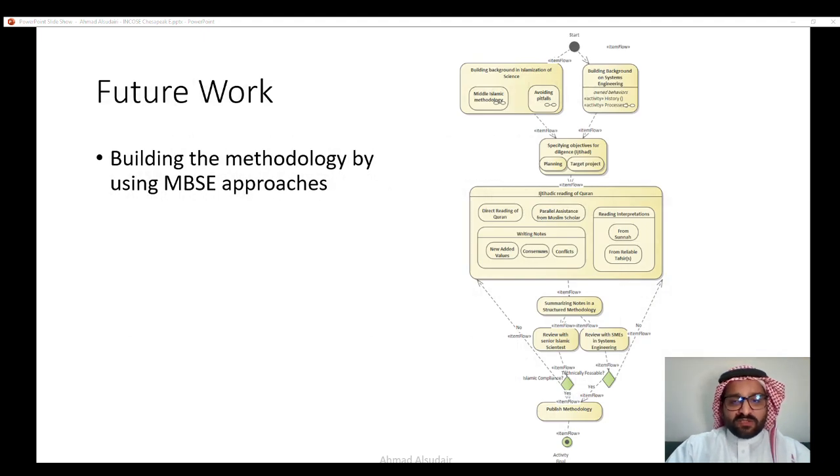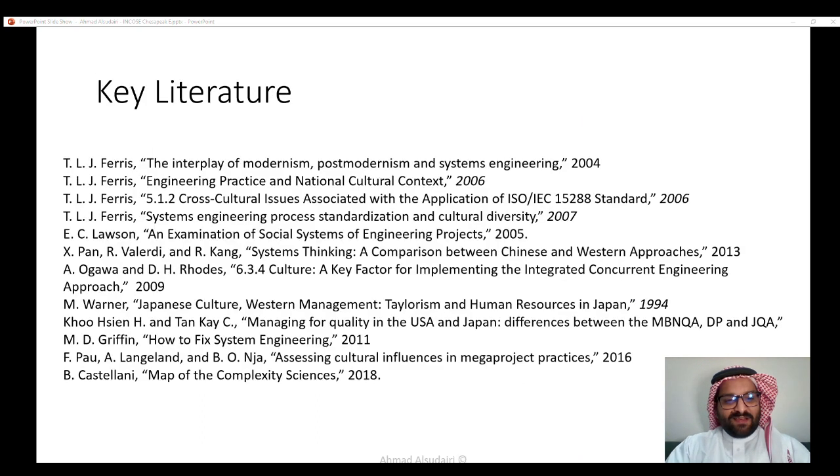So in my future work, I'm trying to build a methodology for tailoring systems engineering from an Islamic perspective to fit my own culture. I'm trying to follow it with model-based systems engineering, and your encouragement and support is highly appreciated. Thank you, everybody. This was my presentation, and thank you very much.